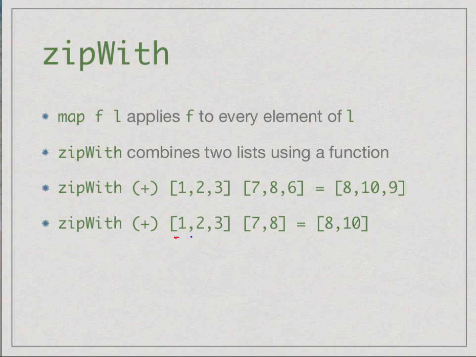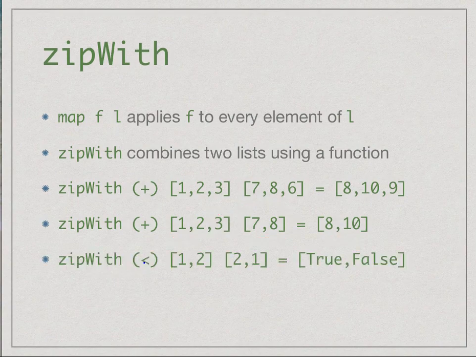Right? So here we have 3 elements in the first list but only 2 here, so there is no matching value for this, and therefore the final thing has only 2 elements in it. As a final example, let's look at this function less than. So here it, for instance, compares 1 with 2. So since 1 is less than 2, I get true, and on the other hand, since 2 is not less than 1, I get false.